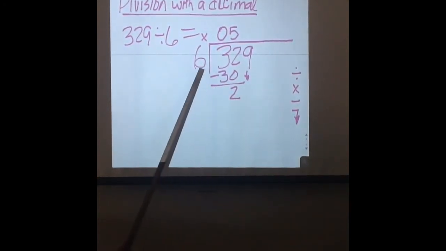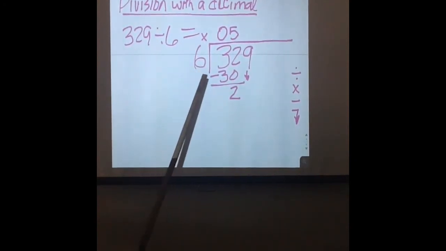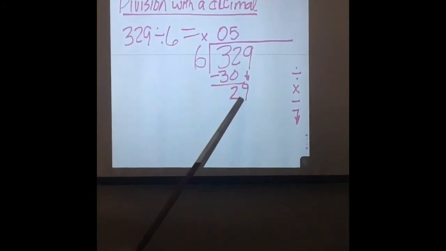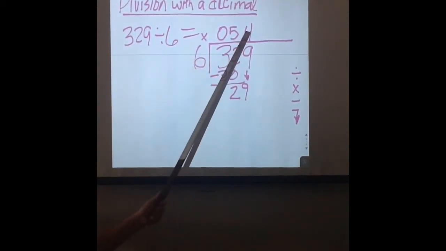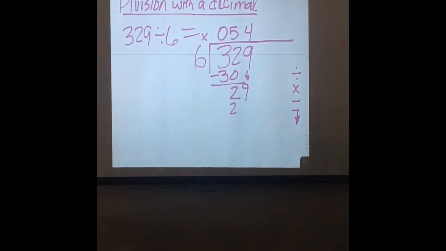So now we ask the daddy divide question, how many 6s are in 29? I hope you're saying, well, let's see, Mr. McGuire, there would be 4 6s in 29. So now we're going to do the mommy multiply. 6 times 4 is what? 24. Now we do the sister subtract.